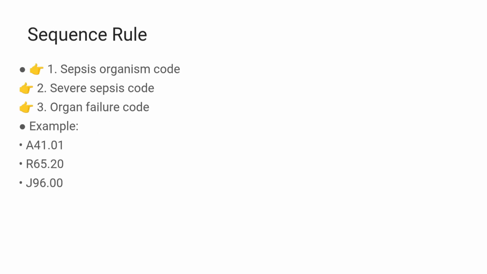Now focus on the sequencing rule carefully. The sepsis code should always come first. After that, assign the severe sepsis code. Finally, assign the code for organ failure. Never code organ failure before sepsis in severe sepsis cases. This sequencing is very important in CPC exams.